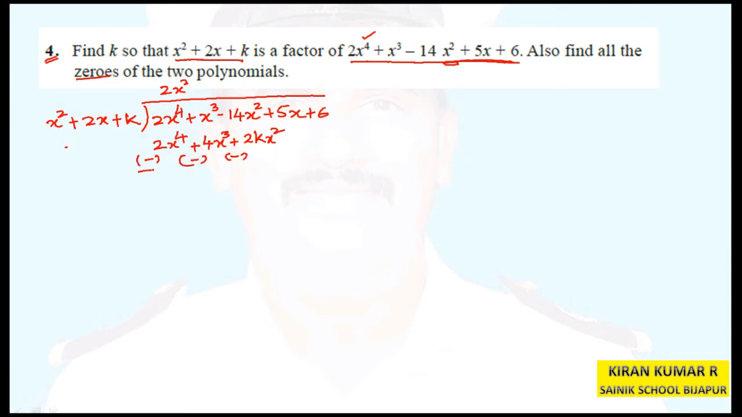We should be very careful. Wherever k is there, we should not forget to write that. Now change the sign. The first term, 2x to the power 4, will get cancelled. We will be getting negative 3x cube. I'll write this as plus. If x square is taken common, we have minus 14 minus 2k.